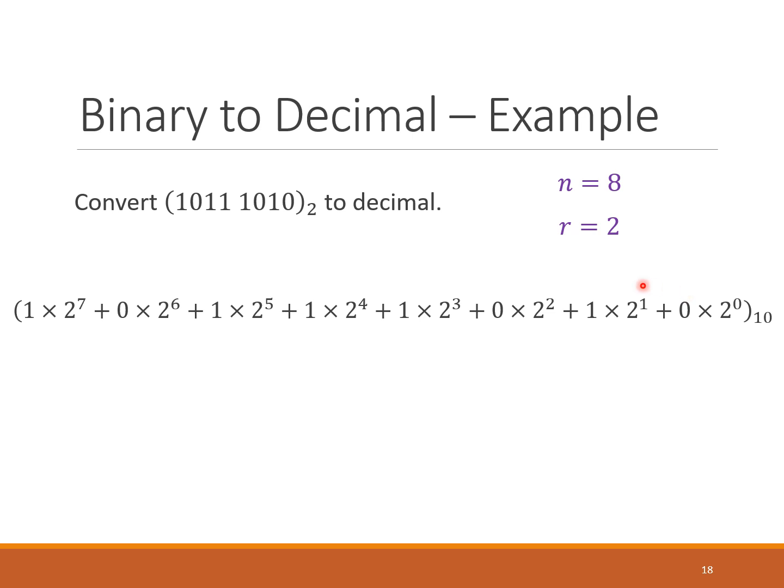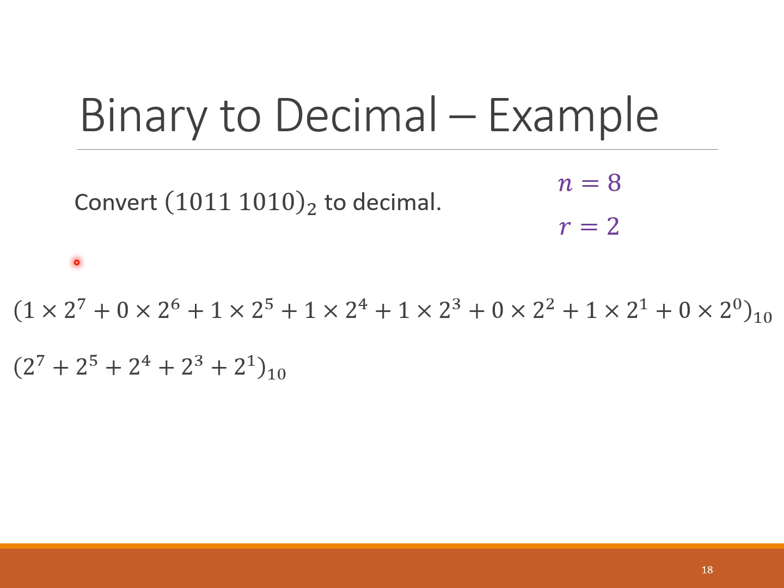our binary number. So because our first bit on the right was a 0, that's what we multiply by 2 to the 0. Our next bit going from right to left was 1, then 0, then 1, then 1, then 1, then 0, then 1. So that's how we map this to our general equation from the previous video.